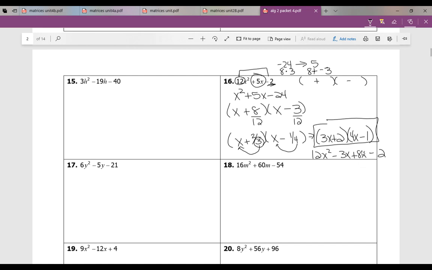All right, let's do one more of those, and then we're going to move down to the bottom and do some difference of squares.